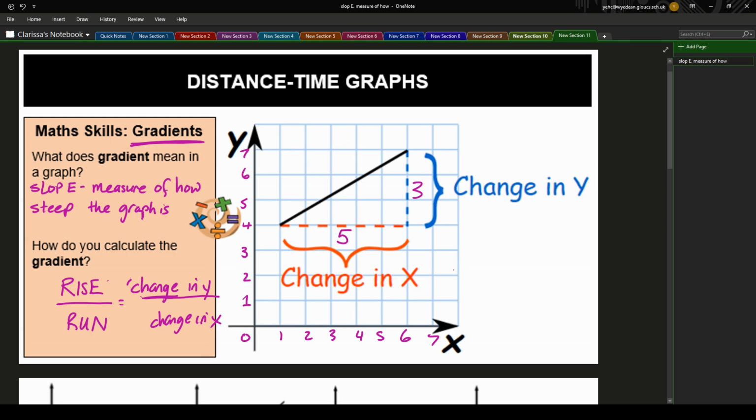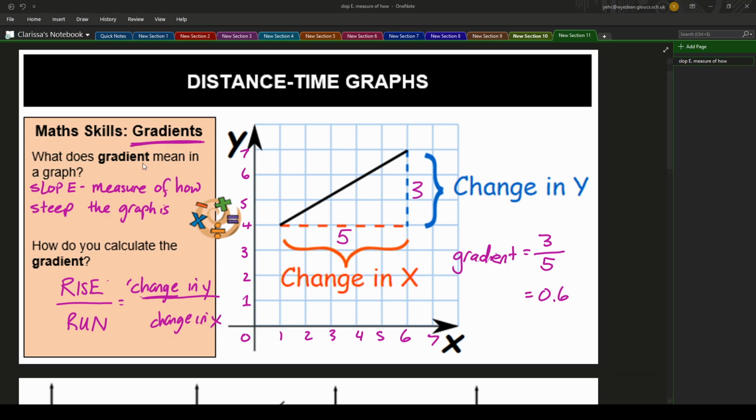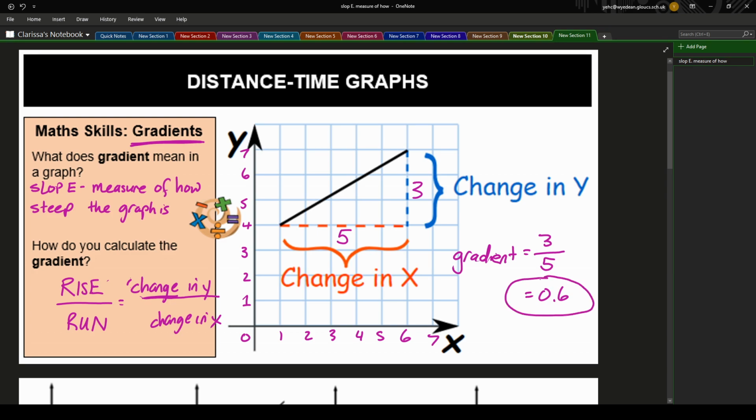So the gradient would be equal to rise over run, change in y over change in x, 3 over 5. And you would just stick that into a calculator. I believe that is 0.6. Let's just check that. Hope I'm not being silly. Yes, that's 0.6. So the gradient is 0.6. And that would be the number that measures how steep it is. So it's got a steepness value of 0.6.